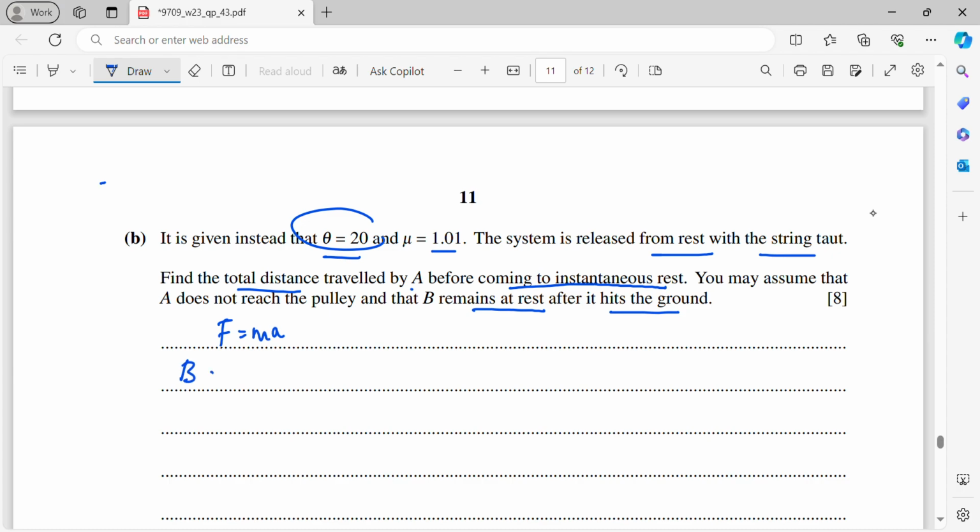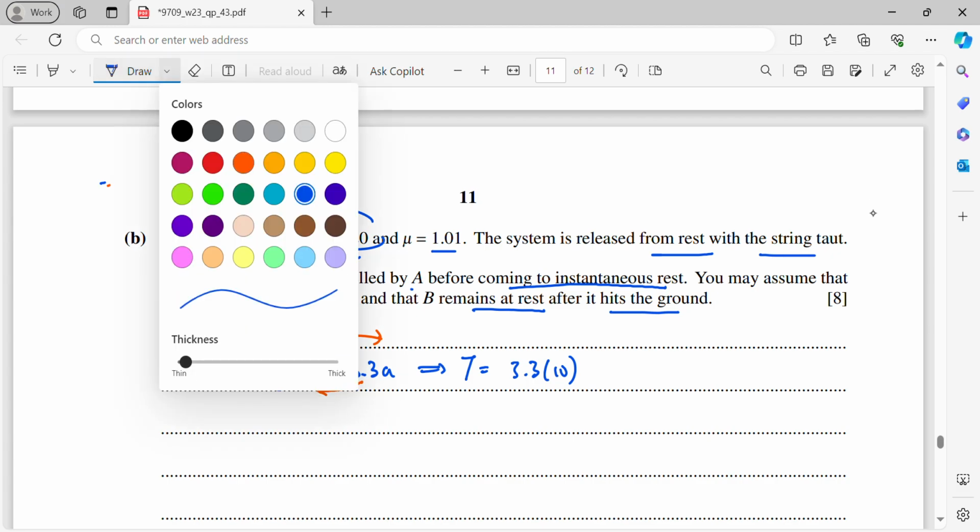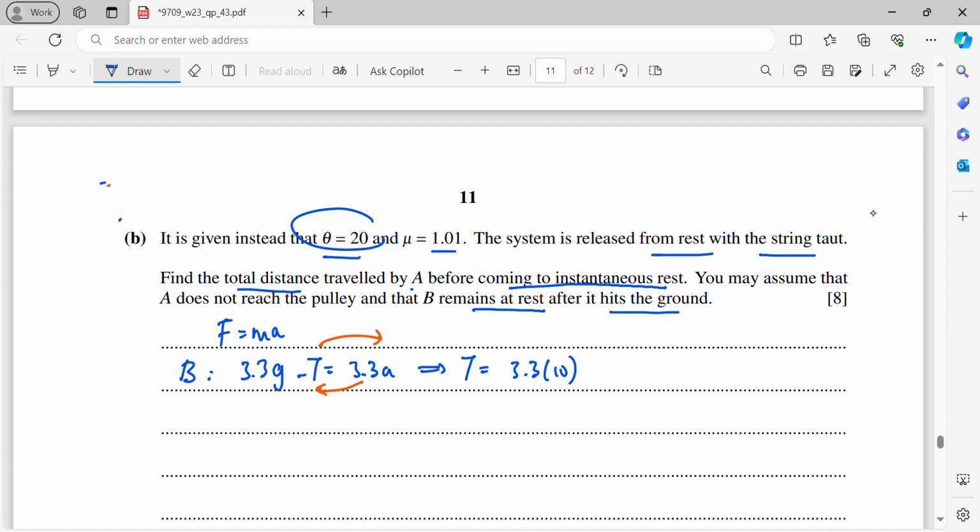At the particle B, referring back to the previous equation, you will be getting this. Then from here, my T is basically 3.3, G is 10, because I need to get my expression for the T. So my T moves to the other side and my A moves to the other side as well, opposite sides. That means now it will be negative 3 minus 3.3A. Then I will get my T as 33 minus 3.3A. That is my first equation from the particle B.